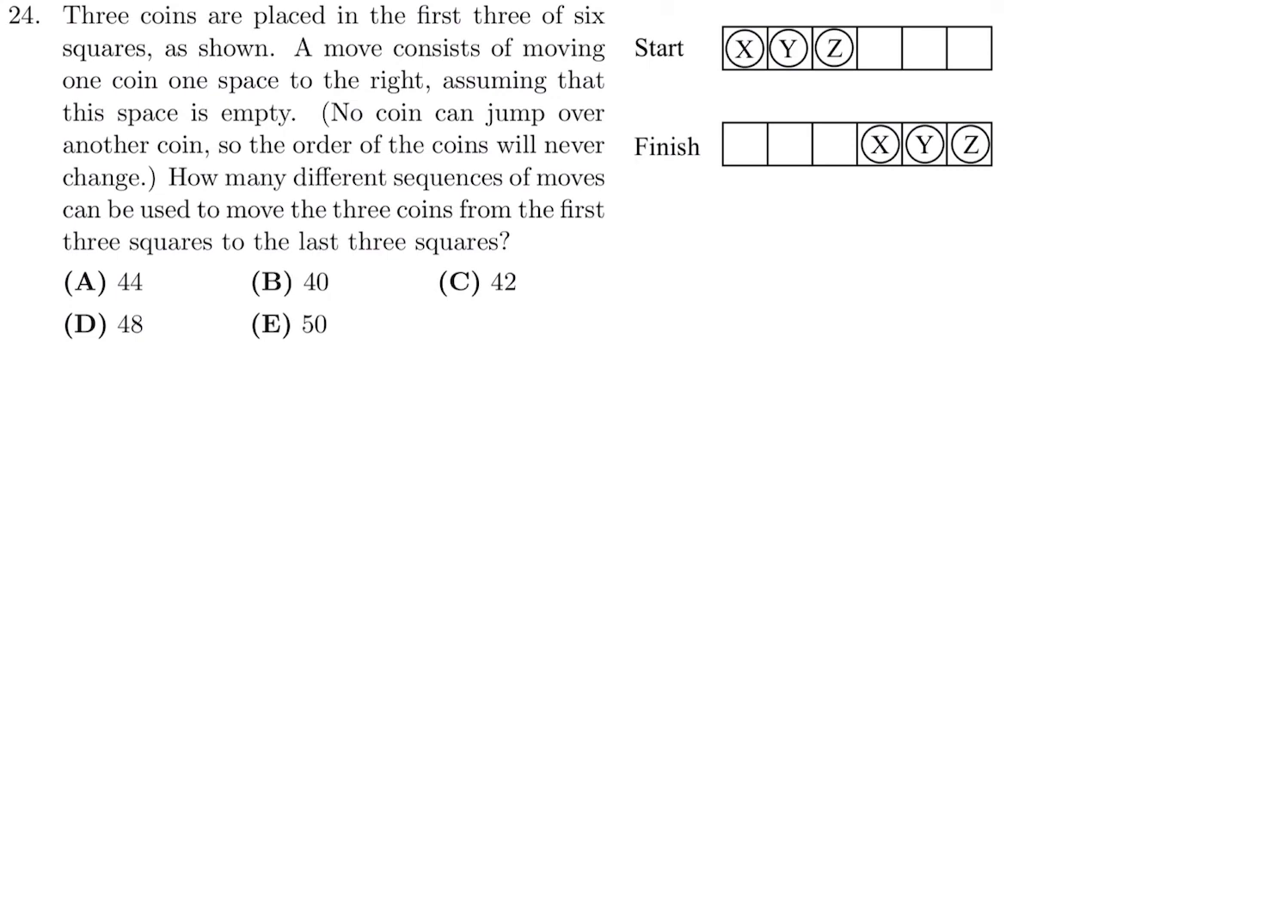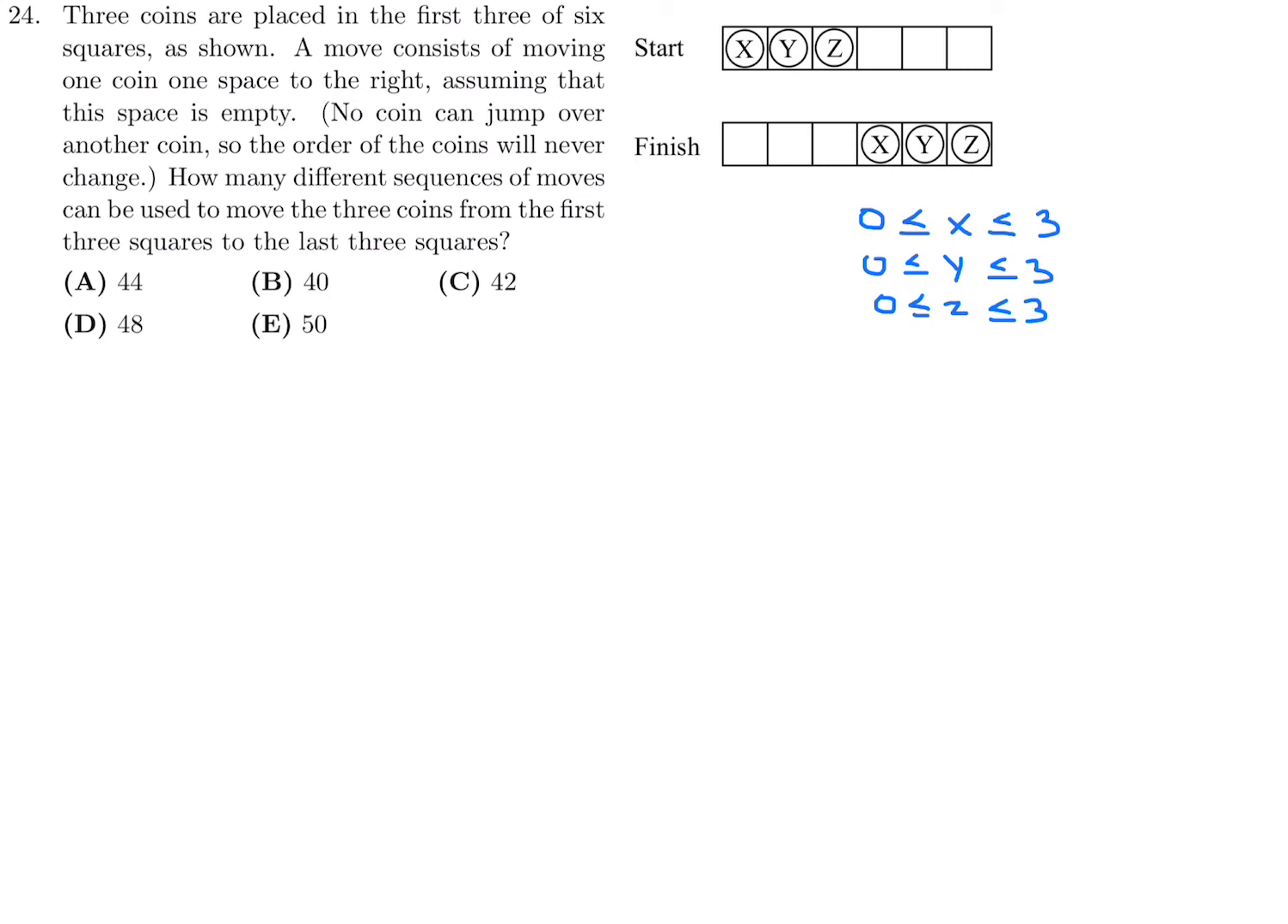The first thing, of course, is that the number of moves for x is always going to be 1, 2, or 3. And similarly, y, the number of moves is 1, 2, or 3, or 0. And similarly, z. Those are the boundaries.